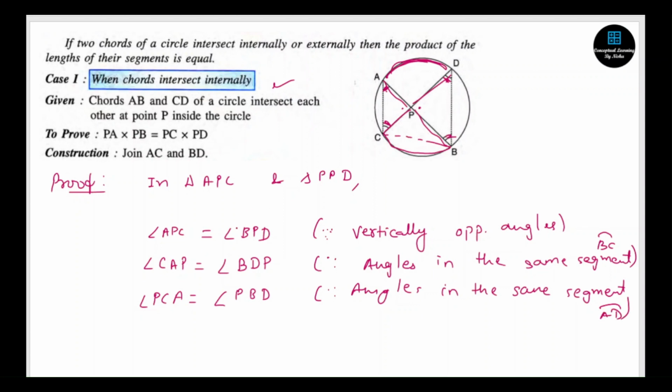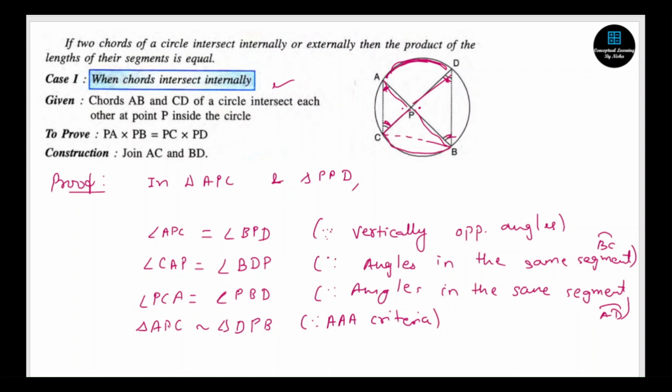So which criteria now? Let's write the criteria. Triangle APC is similar to triangle DPB: A and D are the same, with P it is P, and with C it is B. So this is the similarity criteria.